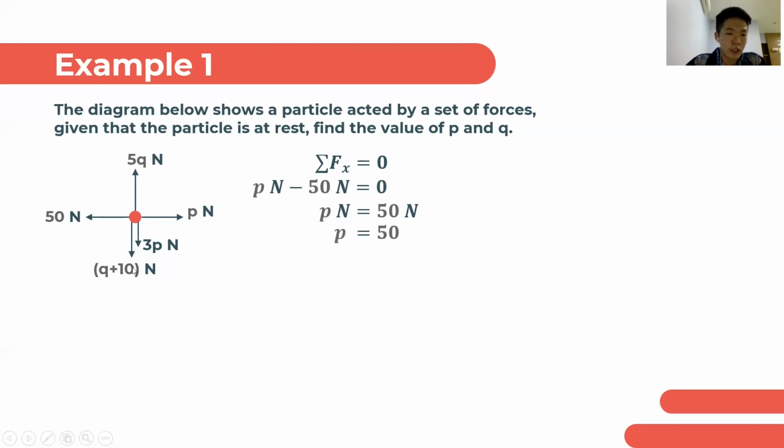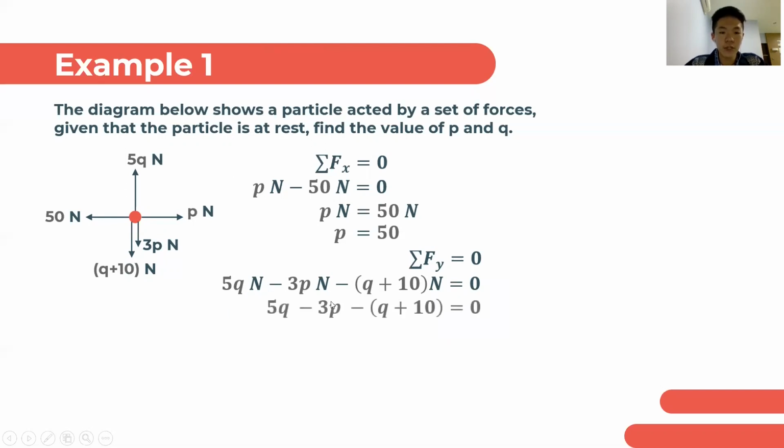Then we'll focus on the y-axis. So the particle is at rest, so the net force in the y-axis is equal to 0. So sigma Fy equals 0. For the sum of the forces in the y-axis, there's 5q newtons upward, so positive 5q, and 3p newtons downward, so negative 3p newtons, and negative (q plus 10) newtons. So 5q newtons minus 3p newtons minus (q plus 10) newtons equals 0. And then dividing both sides by newtons gives us 5q minus 3p minus (q plus 10) equals 0.